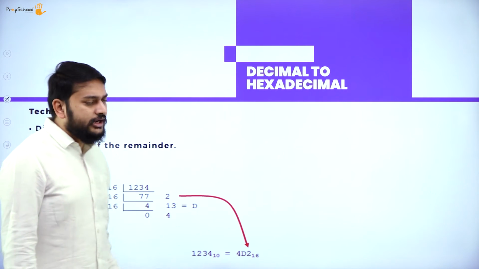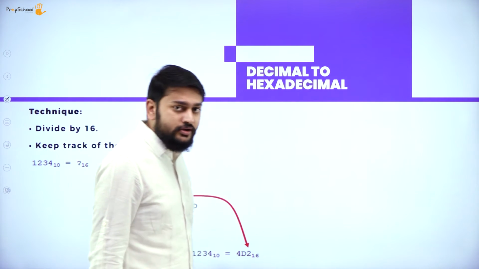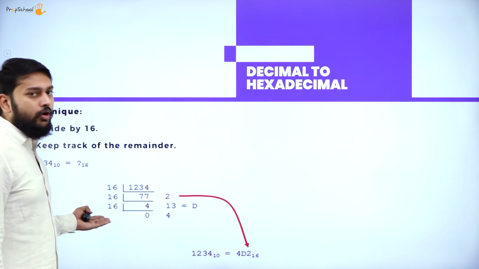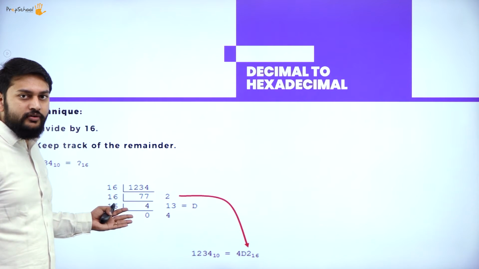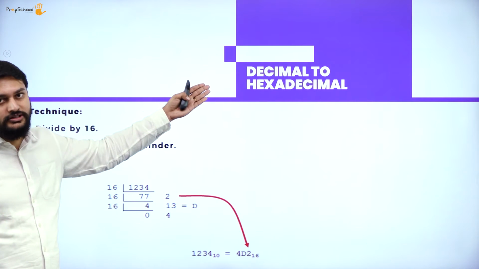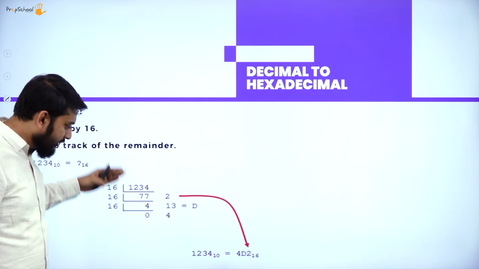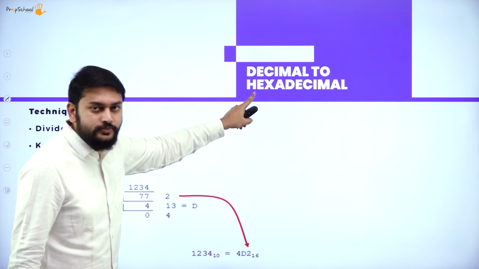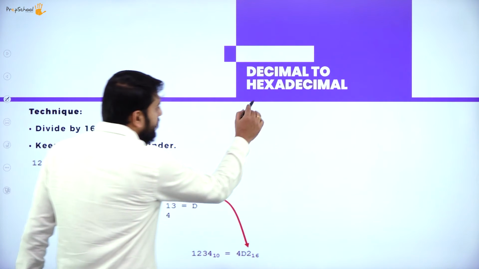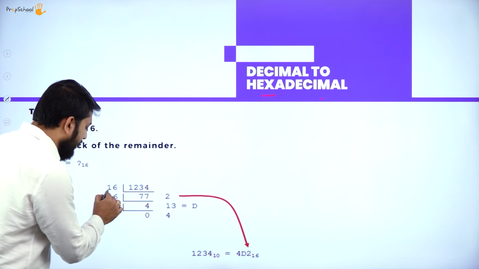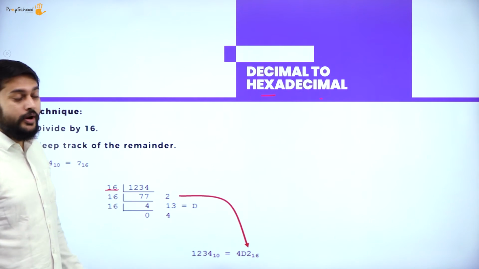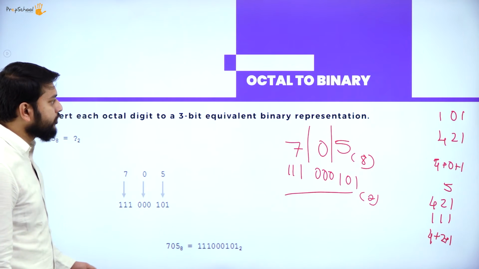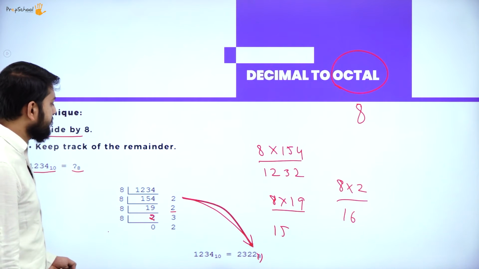I have decimal to hexadecimal. So how do I do that? All of you know that if you want to convert from decimal, you will be using the division method. So from decimal to hexadecimal, that's why I'm dividing it by 16. Let's go back and check. Have we done anything like this?